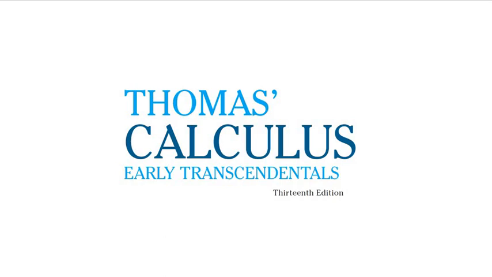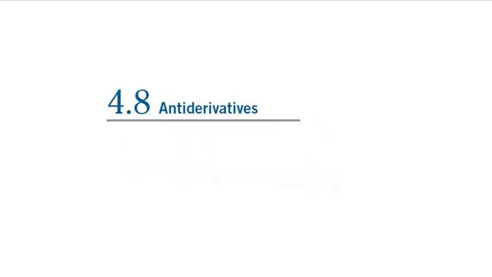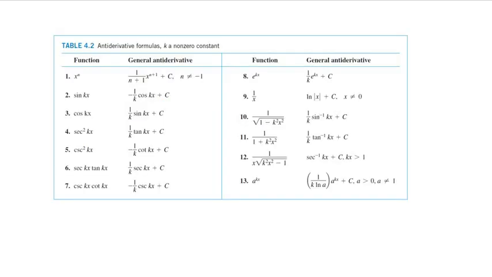Today we are going to work on chapter 4.8. We are looking at antiderivatives. So this table gives us the antiderivatives of the functions. For example, the most important functions you need to remember are x to the power n, the second function sin x, sin kx, cos kx, e to the power kx, and 1 over x. Those are the most important functions you need to remember.